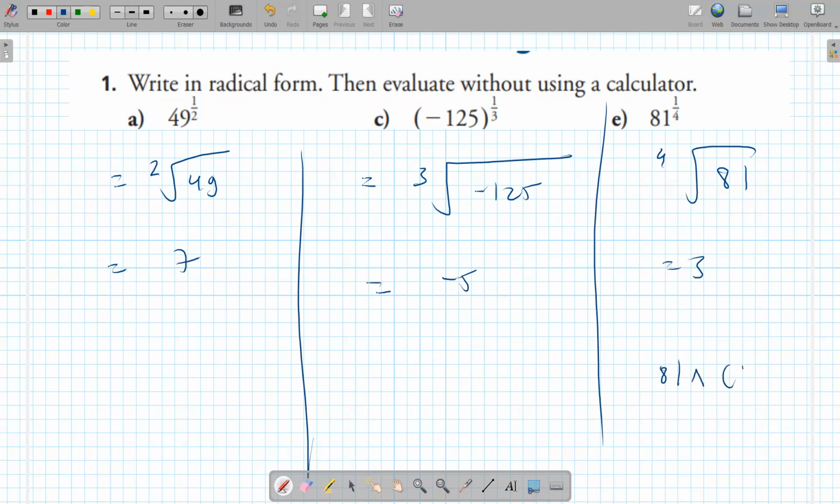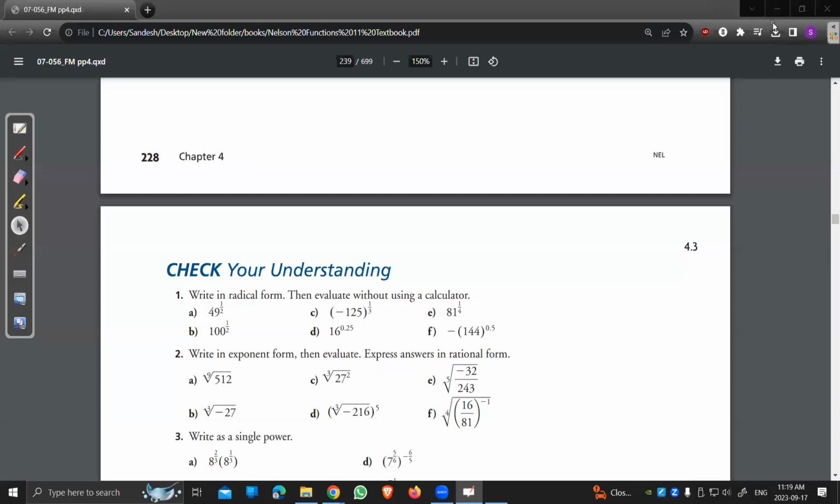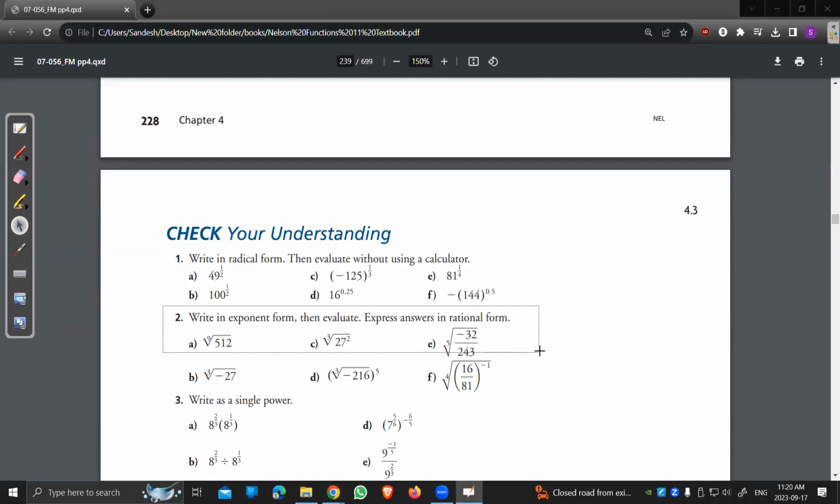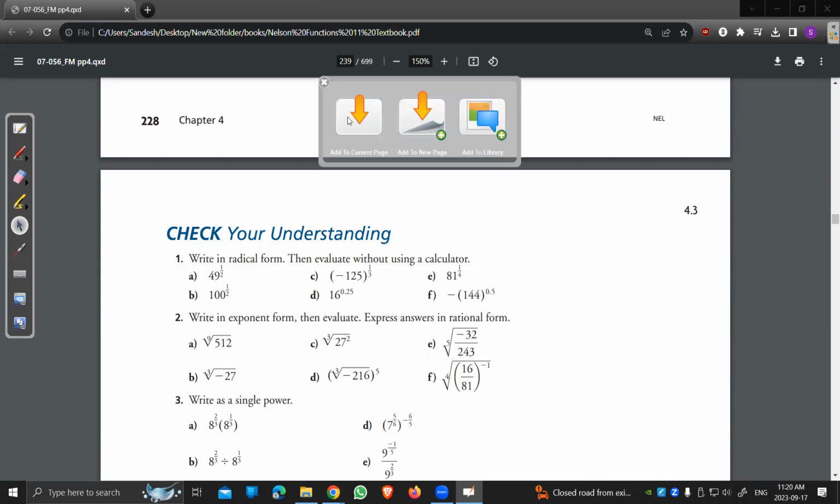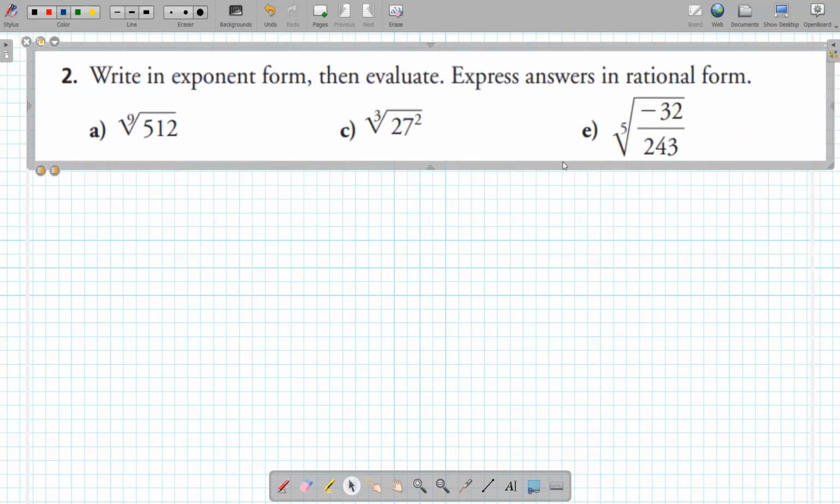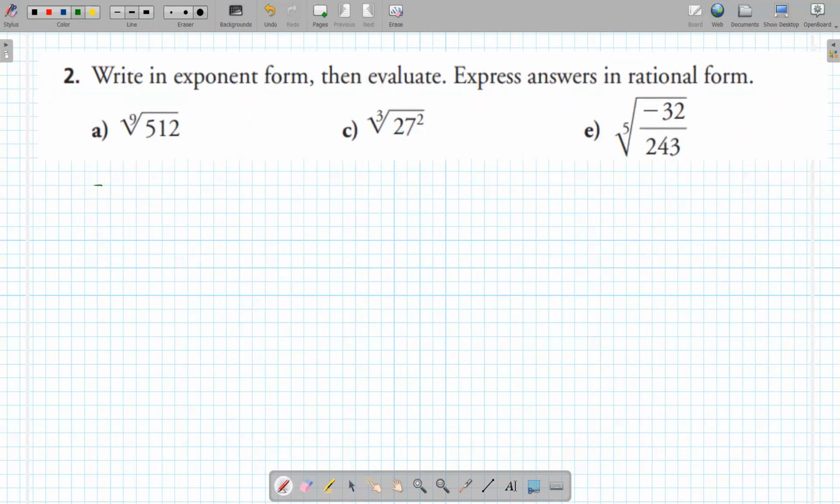On a calculator, you can do this, and that'll spit out 3. All these are one-step answers, honestly. It's nothing terrible. This one says write in exponent form and then evaluate. Alrighty, exponent form means something like this. You're going to throw the root, whatever the index is, right? Index means the root here. You're going to throw those in the denominator.